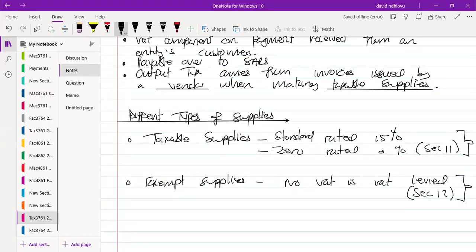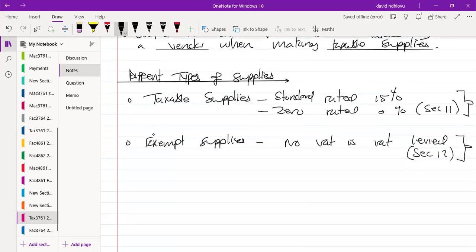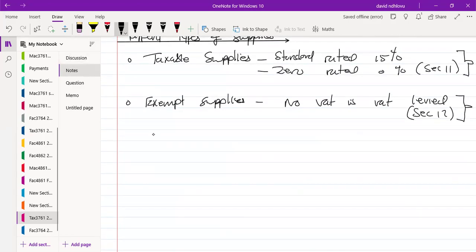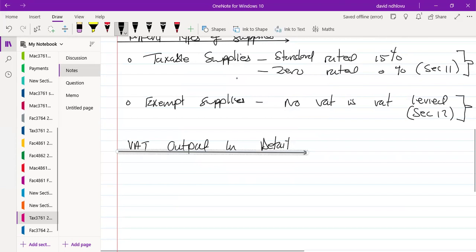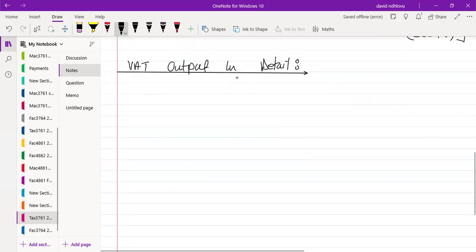So we want to go into more detail concerning this, but any questions before we proceed, people? Any input, questions? No. Right, so let's proceed now to our work. So we are looking at VAT output in detail; VAT input we'll look at next week. So this is largely a theoretical session. We'll probably do calculations next week when we do what is called deemed supplies.